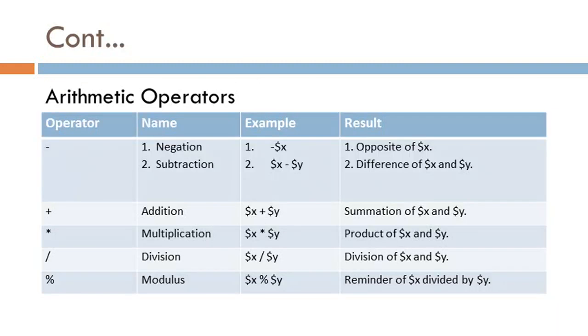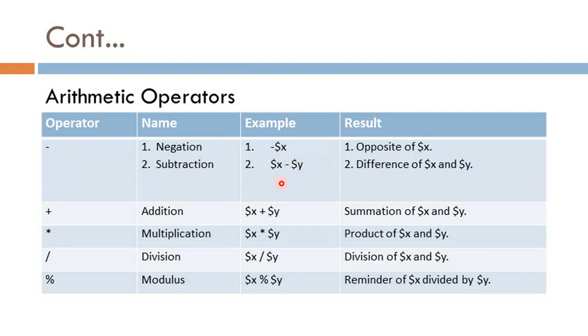Now start with the first operator type, arithmetic operators. Arithmetic operators are plus, minus, multiplication, division and modulo. Starting with the first operator, negative, which means minus. It is used as subtraction or negation. If I write -$x, that means the opposite of $x. If the value of $x is 5, then it returns -5. But if the value of $x is -5, then we get 5.